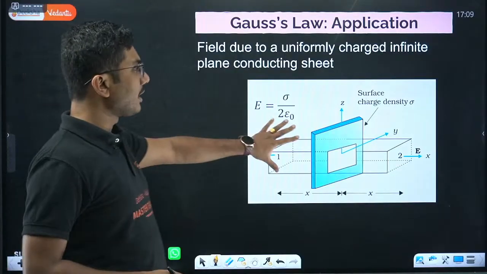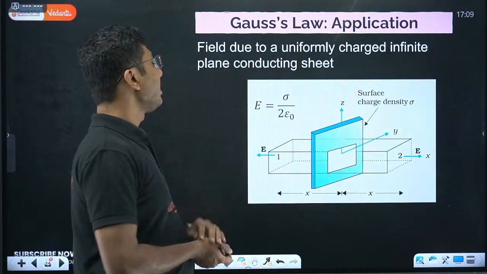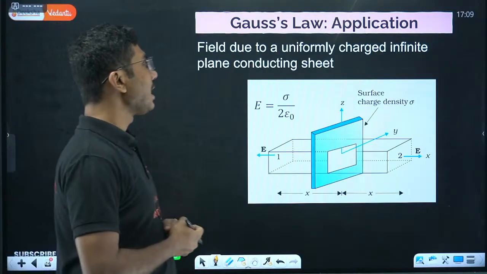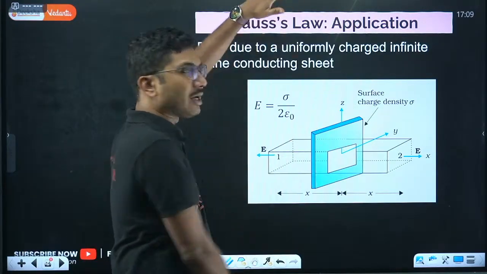Now next, this one, the derivation is not required. Electric field due to a uniformly charged infinite plane conducting sheet. So this is a plane conducting sheet.